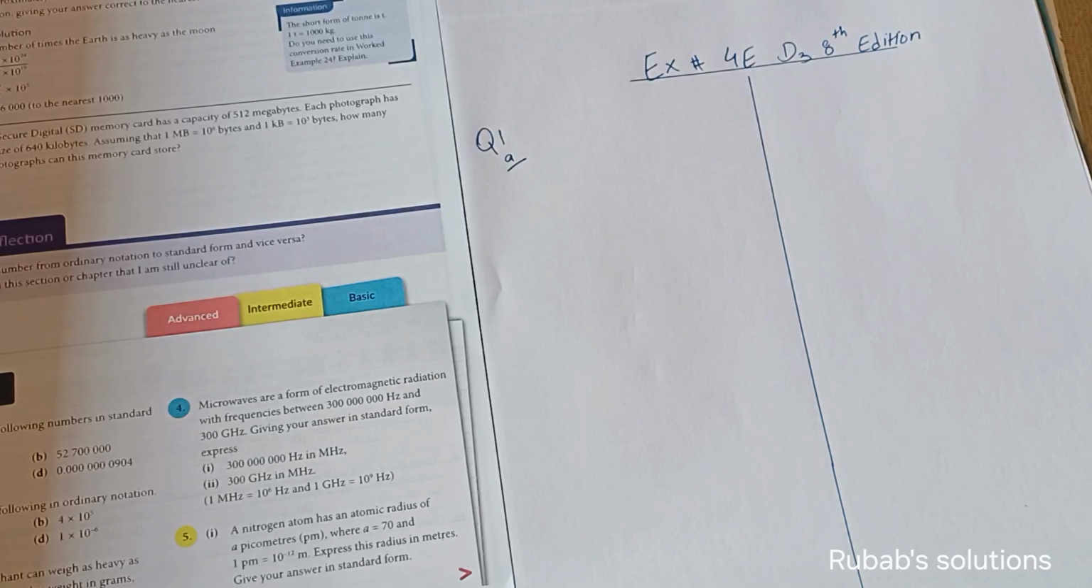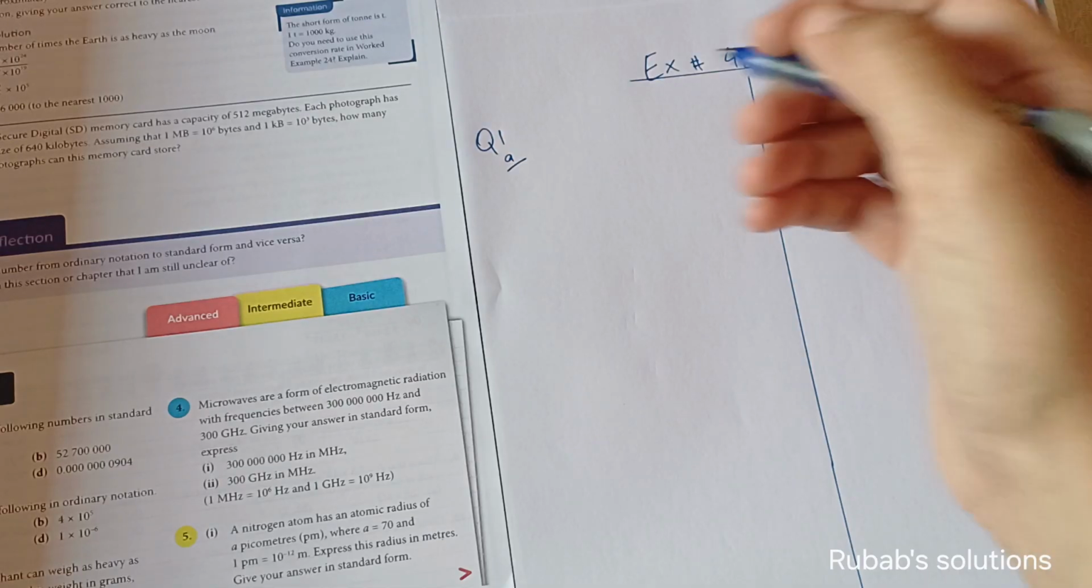Bismillahirrahmanirrahim. Assalamu alaikum. Today we will do exercise 4E of book D3 8th edition, and question number 1 is that: express each of the following numbers in standard form.